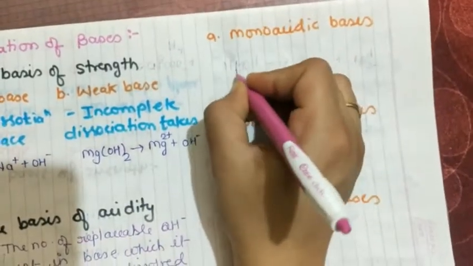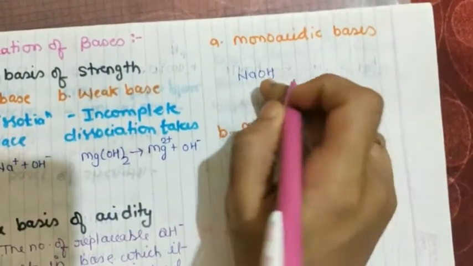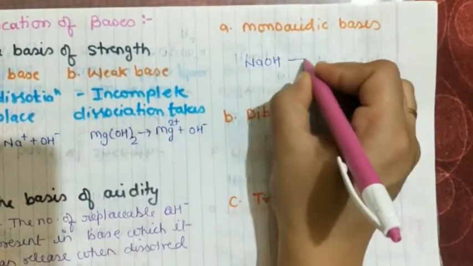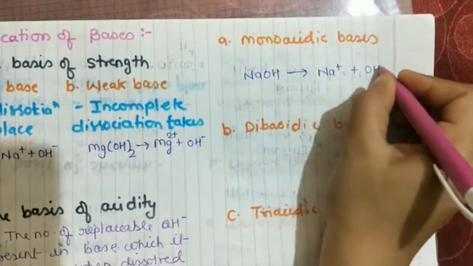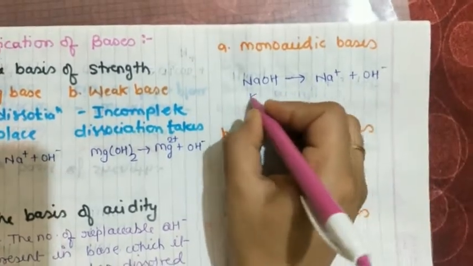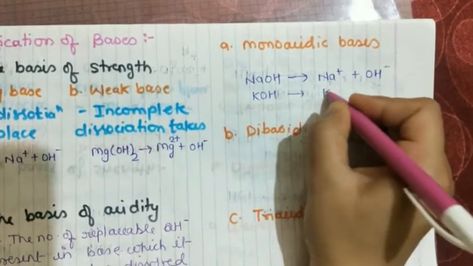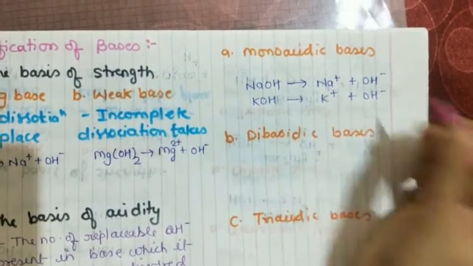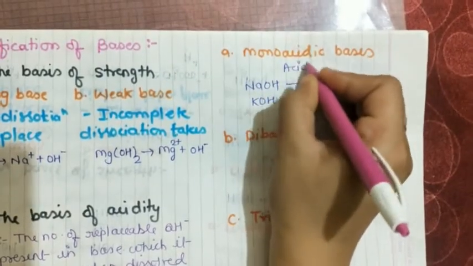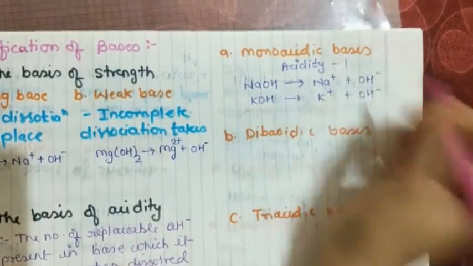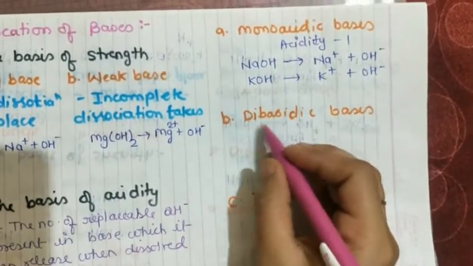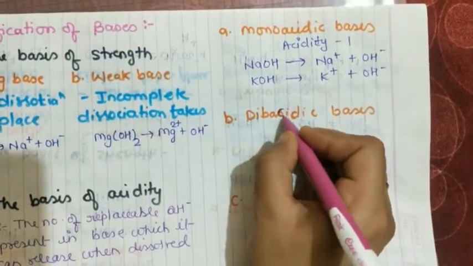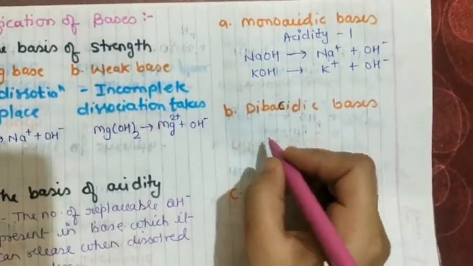If we talk about a monoacidic base, that means it must contain one hydroxyl ion. So we will take the example of NaOH, Na+ and OH-, or you can take KOH also. It is also dissociating only one hydroxyl ion. So what will be the acidity? Its acidity will be 1.